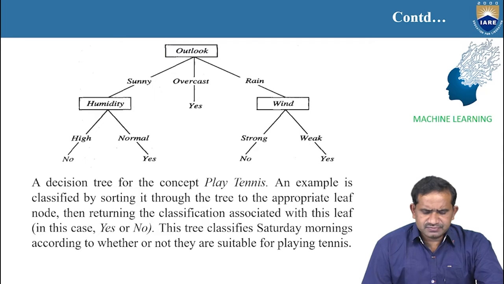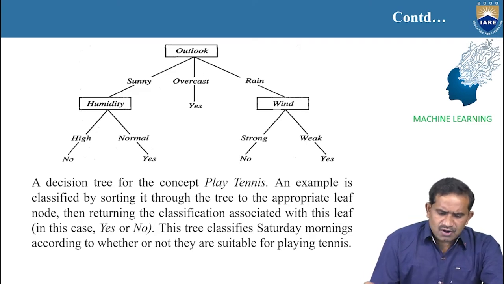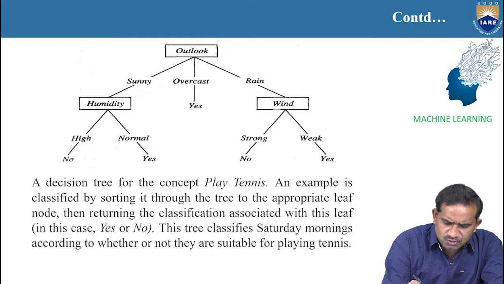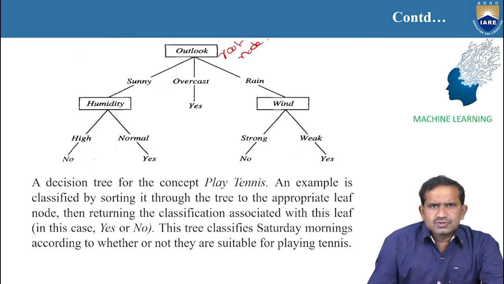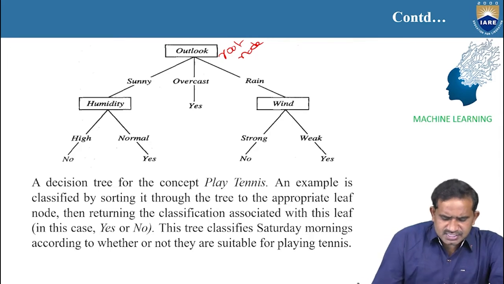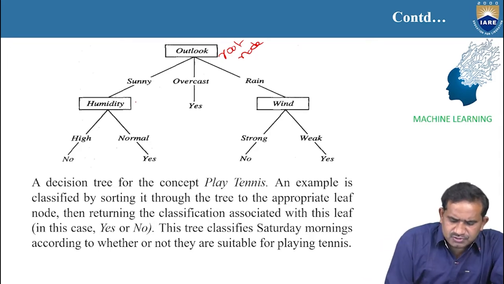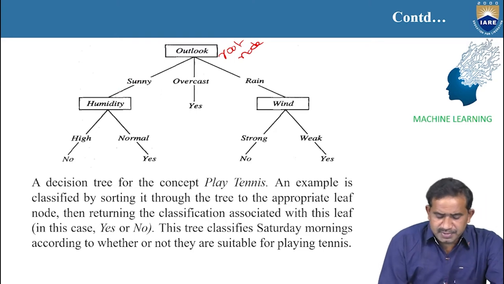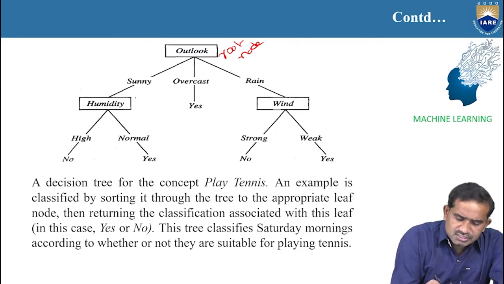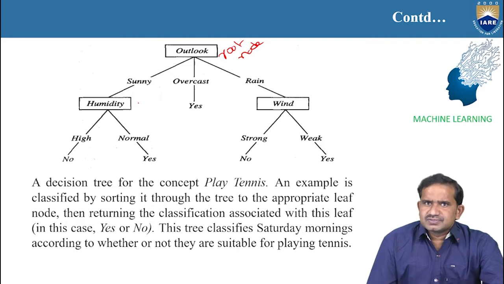When you observe this, it is an example of decision tree representation. Outlook is the root node, whereas humidity is a left node as well as wind is the right node. Here outlook is called the root node, and these are called leaf nodes or sub nodes, also decision nodes.